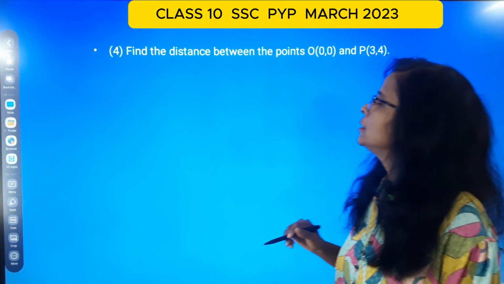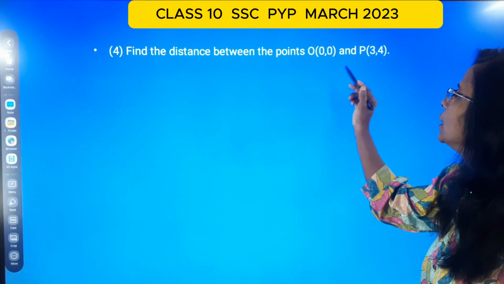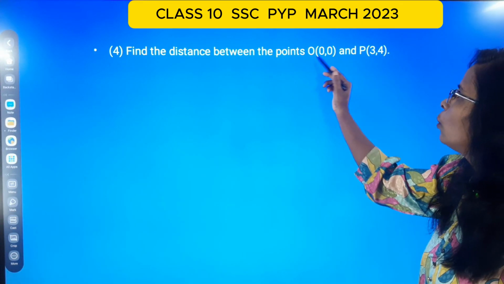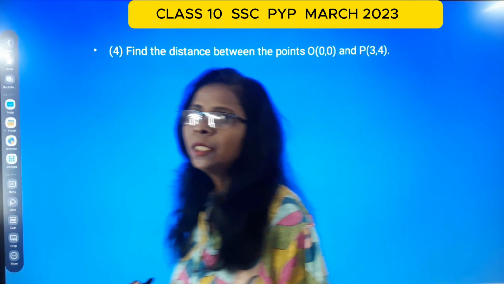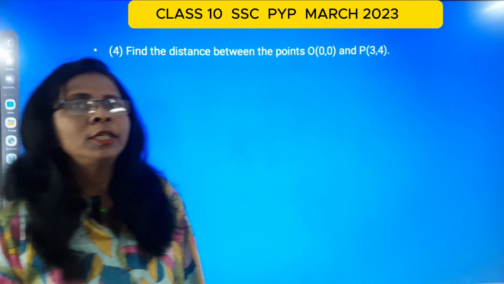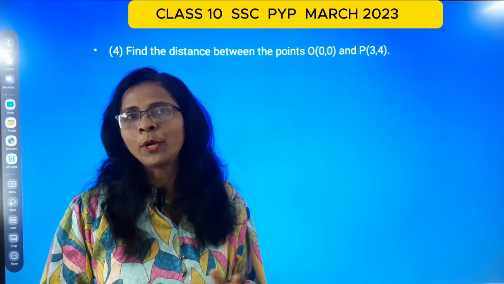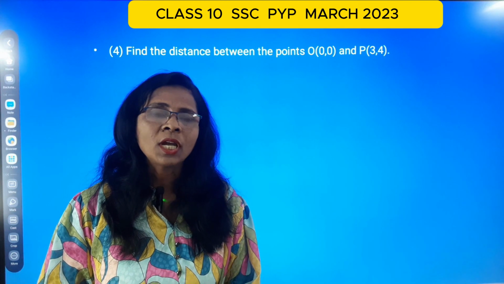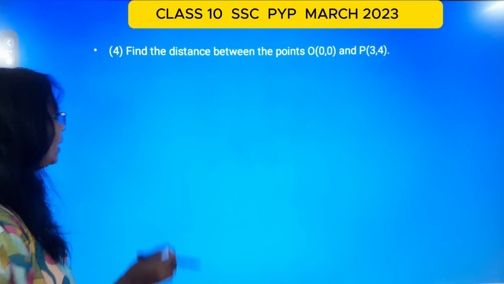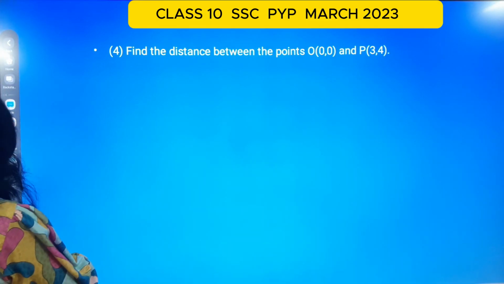Find the distance between the points O(0, 0) and P(3, 4). Here we have to find the distance between the two given points, so we can use the distance formula.